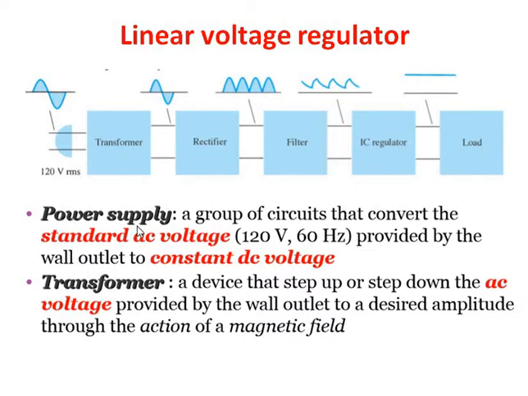The power supply is defined as a group of circuits that converts the standard AC voltage like 230 volt or 120 volt AC, 50 Hz. Here 60 Hz is written, but it is used in foreign countries. In India this is 50 Hz. So 230 volt 50 Hz provided by the wall outlet is converted to constant DC voltage. The transformer is a device that steps up or steps down the AC voltage provided by the wall outlet to the desired amplitude through the action of a magnetic field.